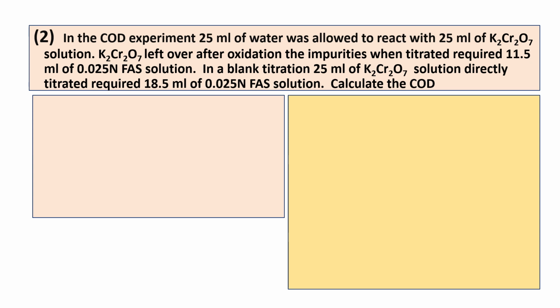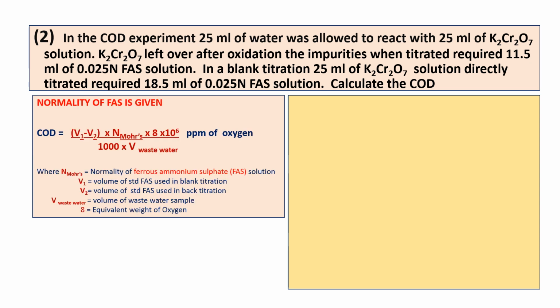The second type of problem, let us see over here. In the COD experiment, 25 ml of water was allowed to react with 25 ml of potassium dichromate solution. Potassium dichromate left over after oxidation of the impurities when titrated required 11.5 ml of 0.025 normal FAS solution. In a blank titration, 25 ml of potassium dichromate solution directly titrated required 18.5 ml of 0.025 normal FAS solution. Calculate the COD.